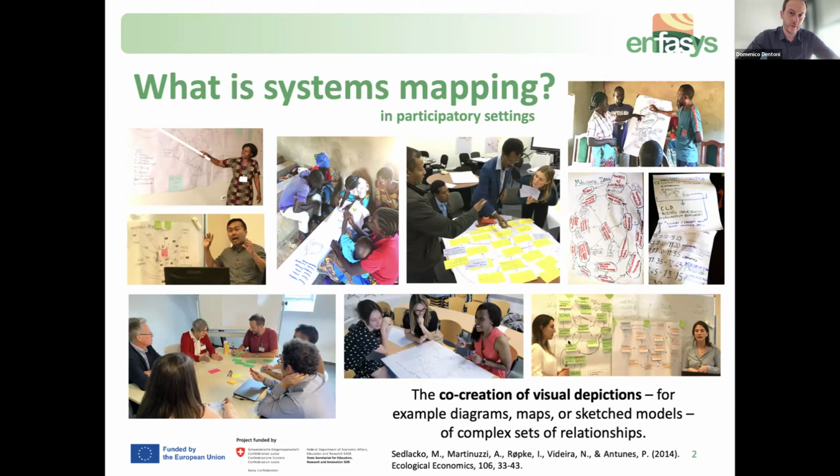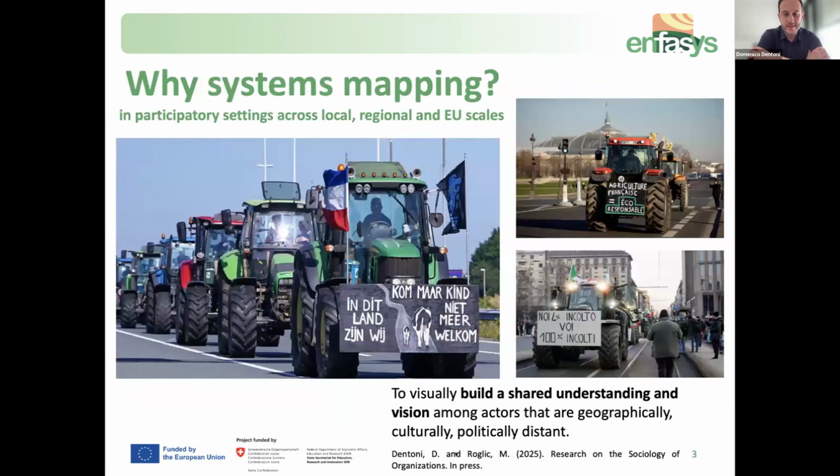For, in particular, the participatory system mapping, I think that this paper that I'm citing below by Sedlacko provides interesting insights into how these are organized in participatory settings. So why does systems mapping matter for a European project that, as you have heard before, aims to support the Green Deal in the European Union and, broadly speaking, sustainable transitions in food and agriculture?